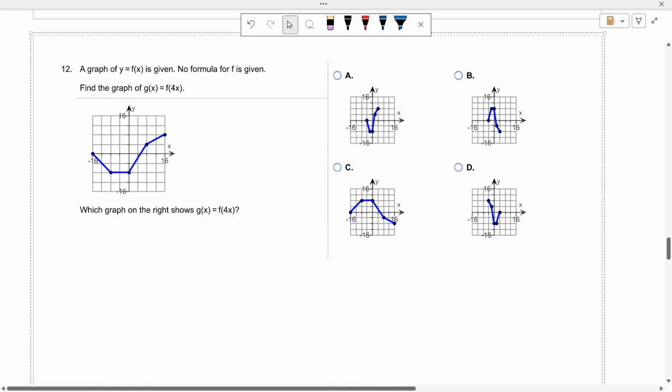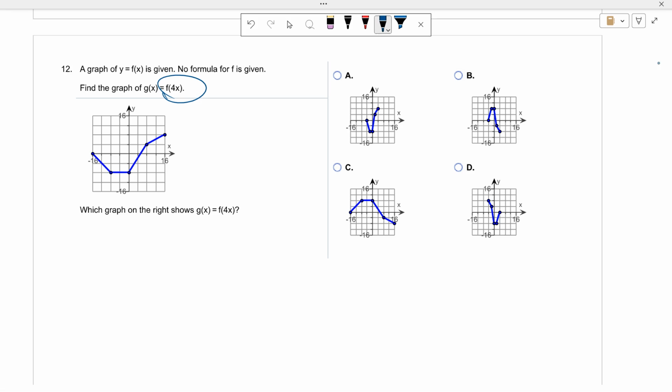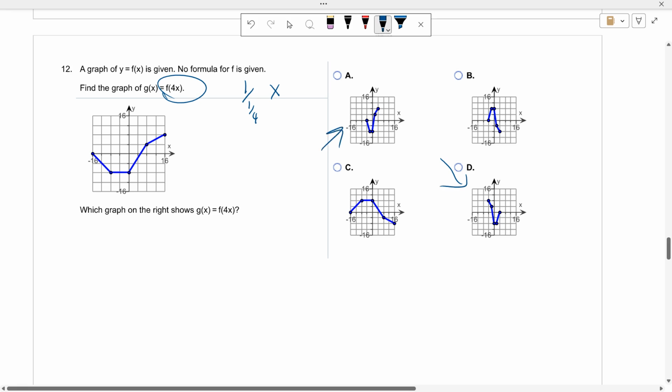What happens on this one? What does it tell us that we're doing on this one? Horizontal stretch. Four x is 1 over 1/4. So it's a horizontal shrink. So we're shrinking it down. So it's either this one or it's this one. Which one would it be? A, because there's no negative. If there was a negative, then it'd be D.